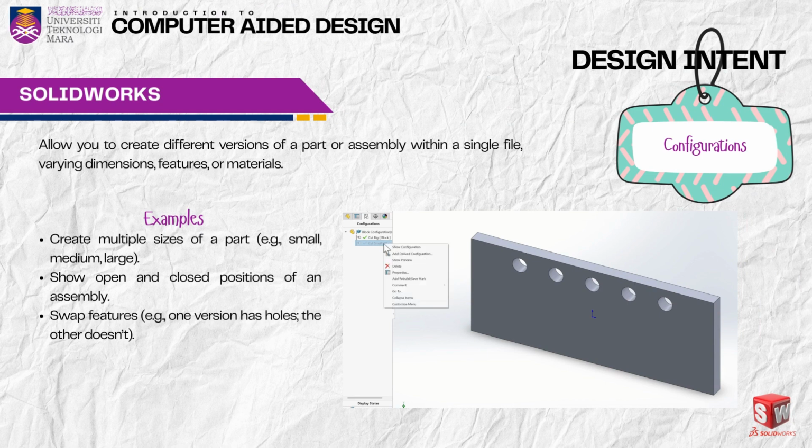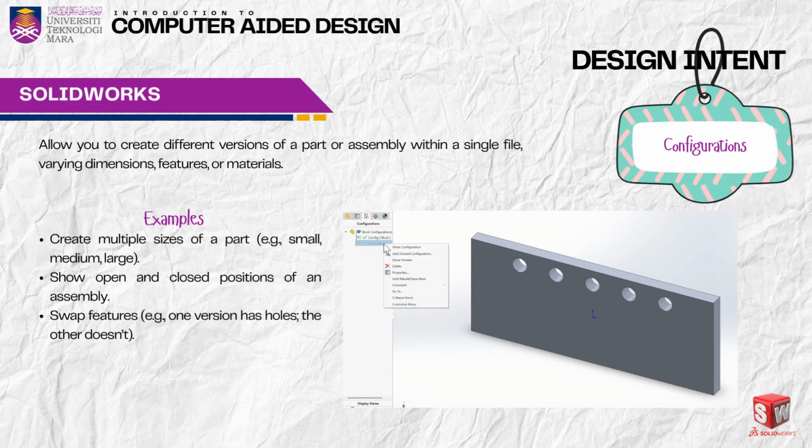So, how do configurations work? You can define them by changing dimensions, suppressing or unsuppressing features, or even applying different materials, all within the same file. Each configuration acts like a custom version of your model, but it's still linked to the same core geometry. This means you only have one master file, but multiple design variations at your fingertips. To better understand this, let's consider a more complex example: designing a chair.